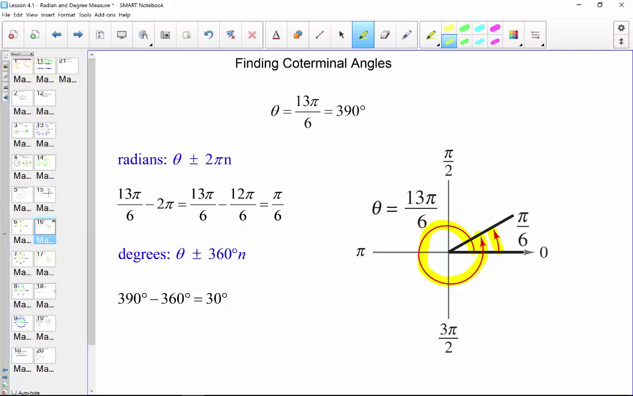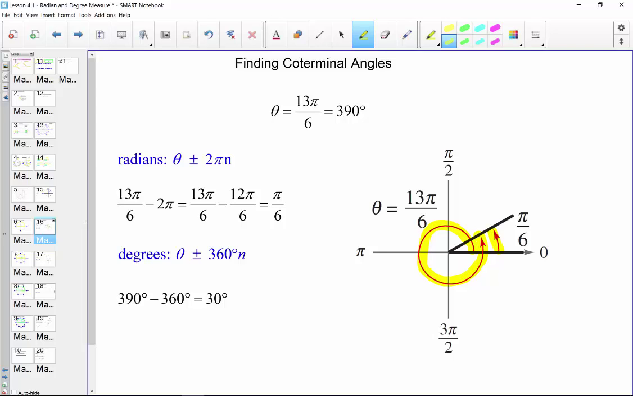Ideally, when we're working with finding coterminal angles, we generally like to find angles that are between 0 and 2 pi, positive, or if we're working with degrees, between 0 degrees and 360 degrees, positive. So looking at what your end goal is, you can figure out whether you should add or subtract revolutions. And remember, in working with radians, 1 revolution equals 2 pi. So if you have an angle theta, you can add or subtract 2 pi times the number of revolutions.